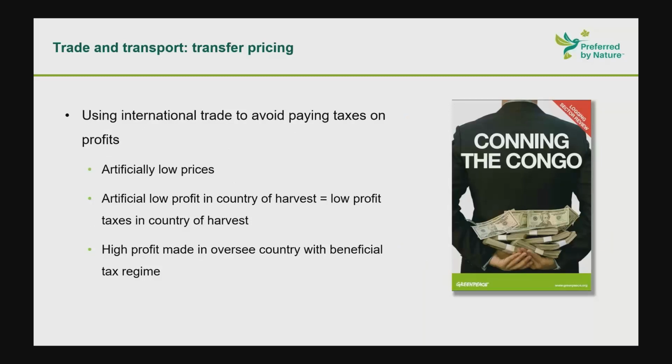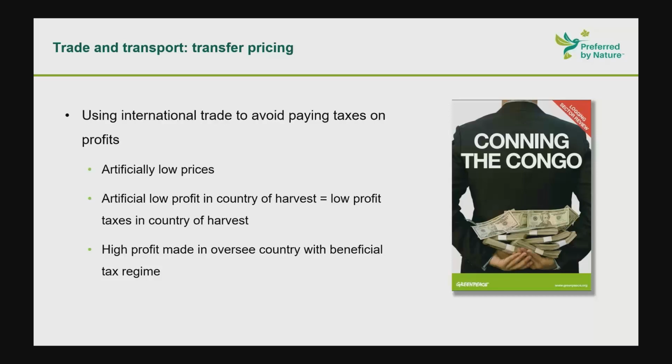And the other red flag that can pop up about trade and transport illegalities is transfer pricing. This does not show up very frequently, but basically it's about paying attention to whether there is any tax haven in your supply chains that could indicate tax avoidance, basically, in the country of harvest, right?